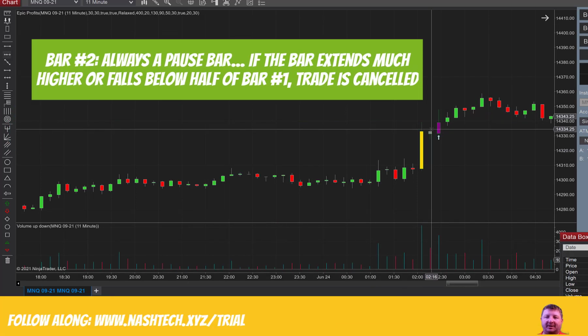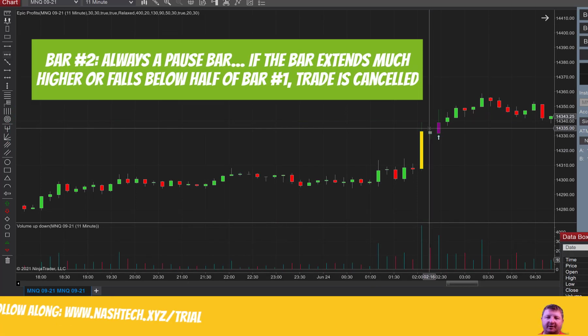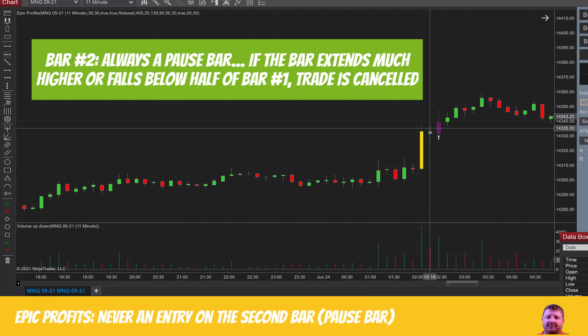The next bar would be the pause bar. There's never an entry on the second bar. Based on the specifications, the general idea is that this bar does not go too far up, and it doesn't go below about 50% of the initial igniting bar. I believe Jared would explain this in his videos. Again, check them out. His educational videos and trainings are great.